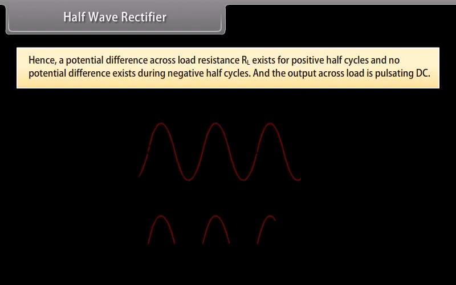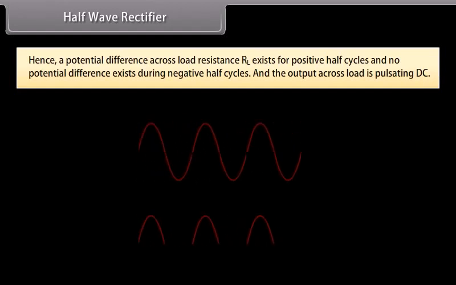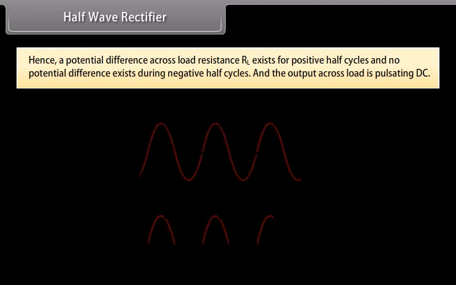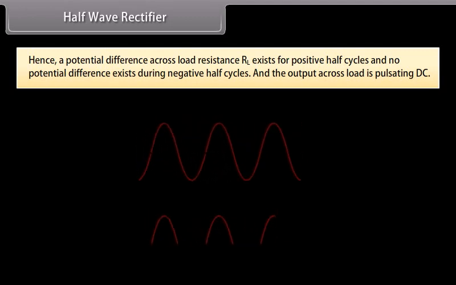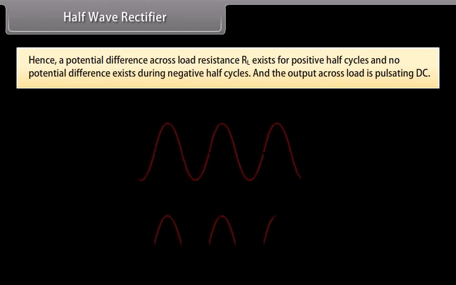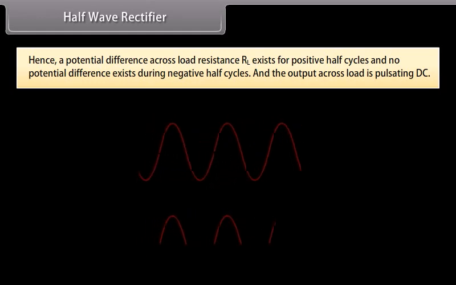Hence, a potential difference across load resistance RL exists for positive half cycles and no potential difference exists during negative half cycles. The output across the load is pulsating DC.